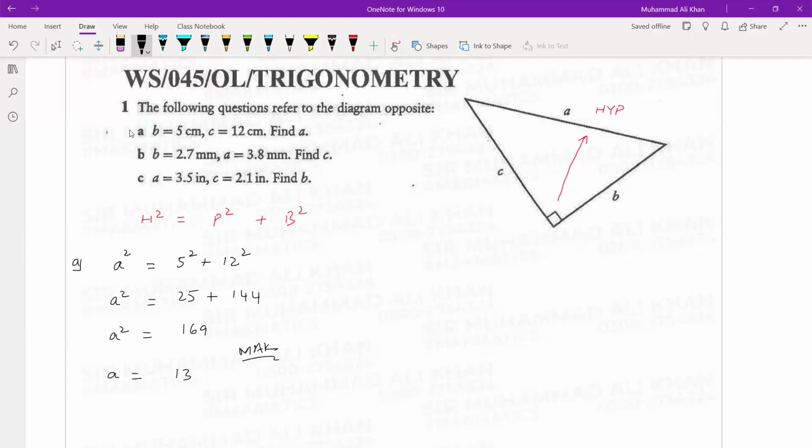Are you clear? Hurry up, start working, do B and C.